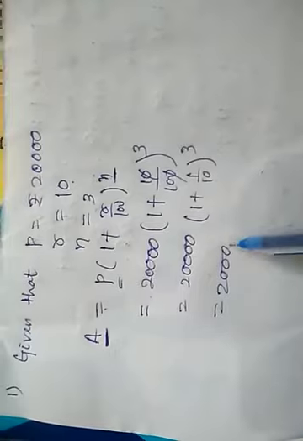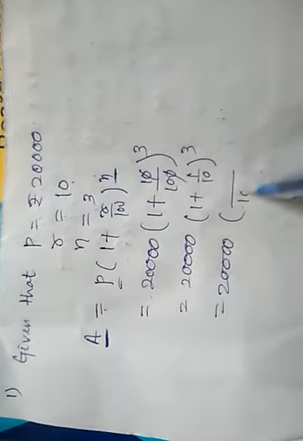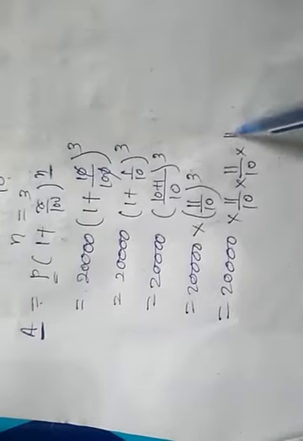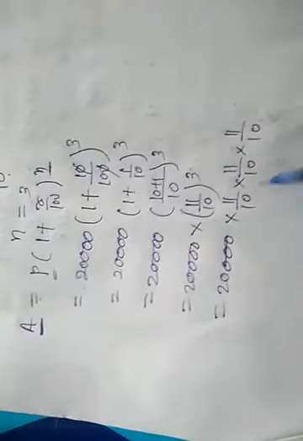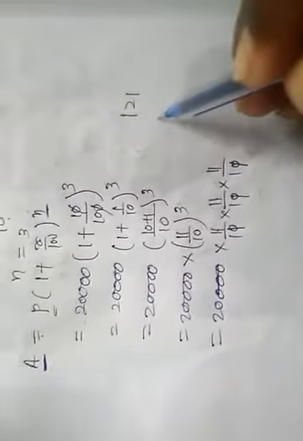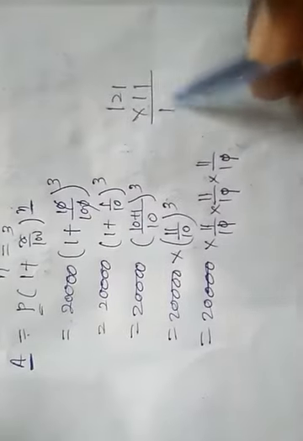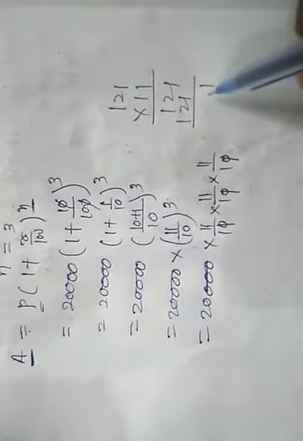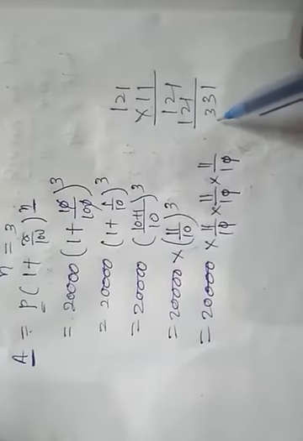So 20,000. What is the LCM? 10. 10 plus 1 raised to the power 3. So 20,000 into 11 by 10 whole cube. So 20,000 into 11 by 10 into 11 by 10 into 11 by 10. So here 10, 10, 10 cancel. So now 11 into 11 is 121, into 11, that is 121, 121, 1 3 3 1.